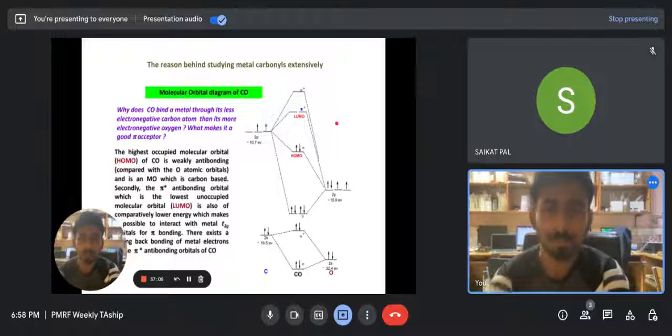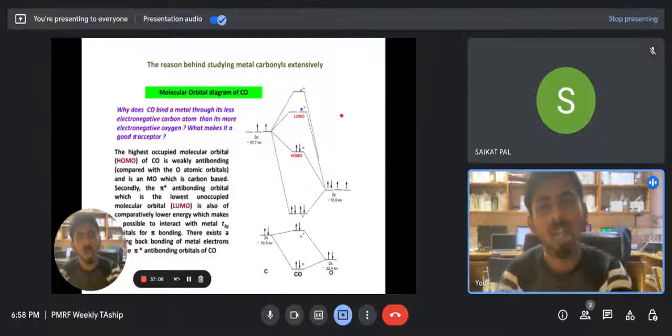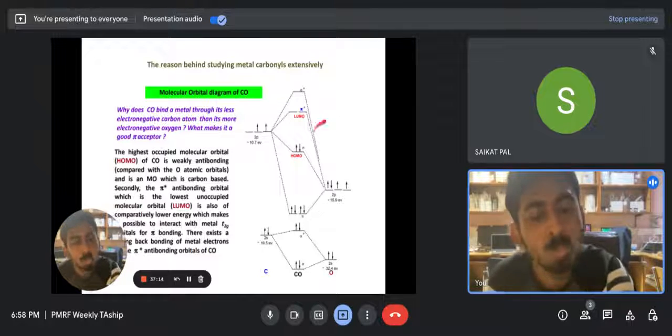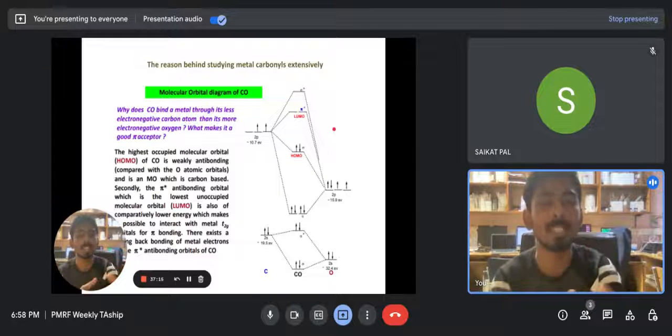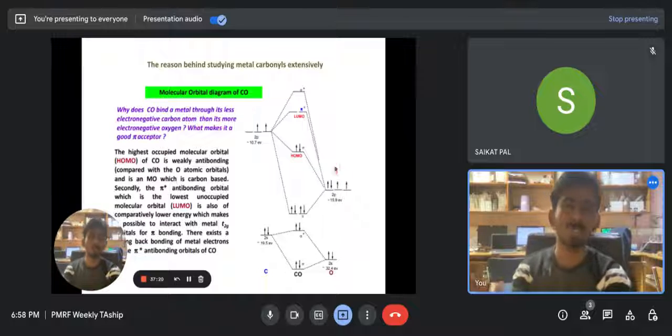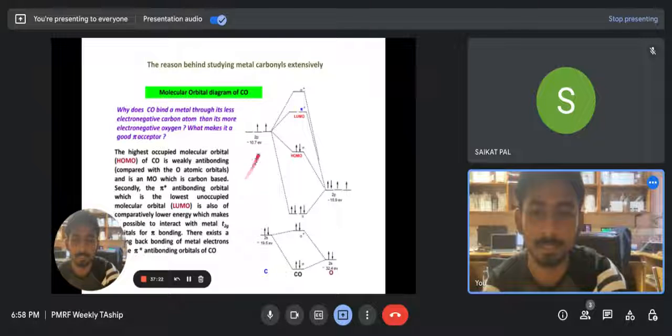So in this case, we are actually getting to two facts. This is the reason why CO is a very good pi acceptor, and also it is prone to bind to the metal center by the carbon atom, not the oxygen atom. So in the molecular orbital diagram of CO, here lies the answer.